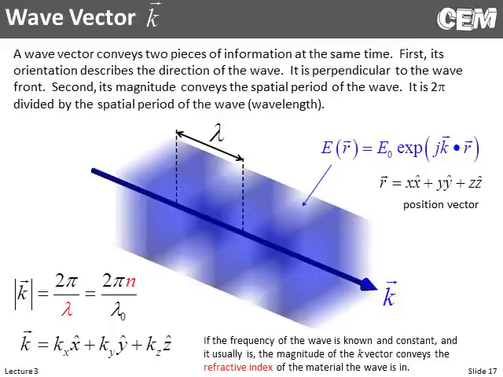So we can write the K vector in terms of 2 pi over whatever the wavelength is, and it's changing in different materials. Or we can write it this way: 2 pi divided by the free space wavelength, which is a constant, because that's outer space, just one material. And then we would add the refractive index here. In other words, if you know the frequency of the wave, then you know its free space wavelength, and the magnitude of K really conveys refractive index, which is a very useful thing.